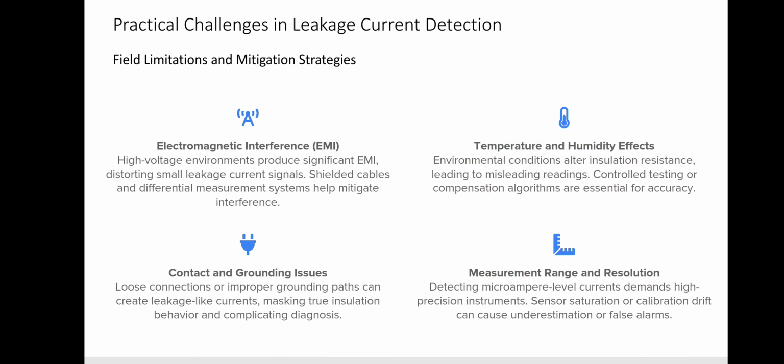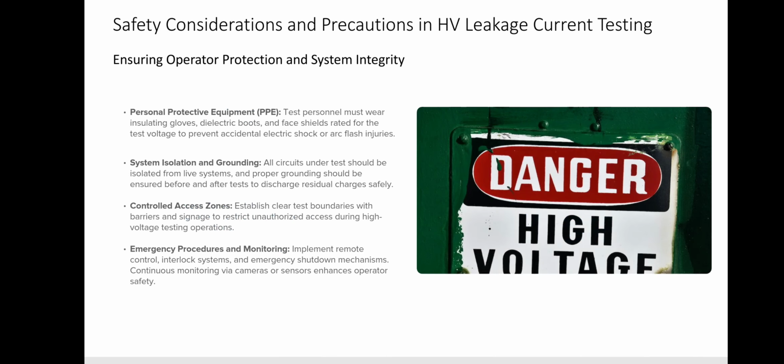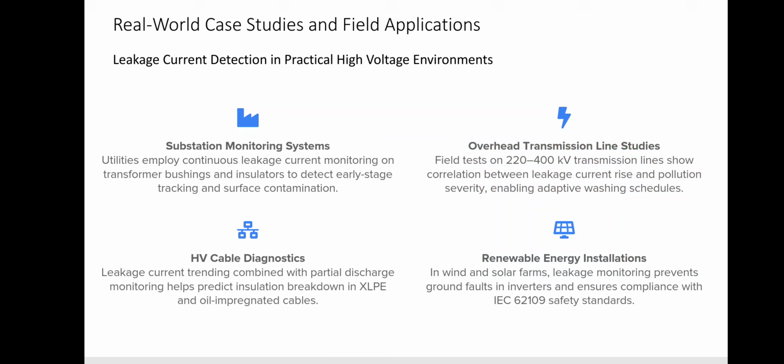Practical challenges in leakage current detection: field limitations and mitigation strategies. Electromagnetic interference, temperature and humidity effects, contact and grounding issues, measurement range and resolution. Safety considerations and precautions in high voltage leakage current testing: ensuring operator protection and system integrity. Personal protective equipment, system isolation and grounding, controlled access zones, emergency procedures and monitoring.